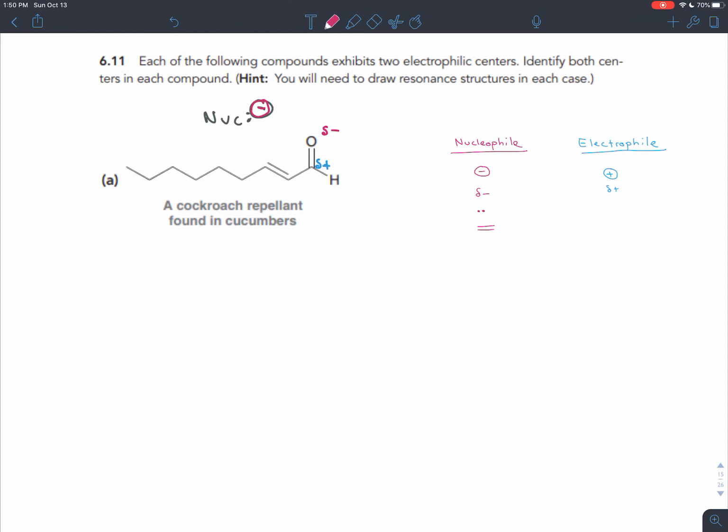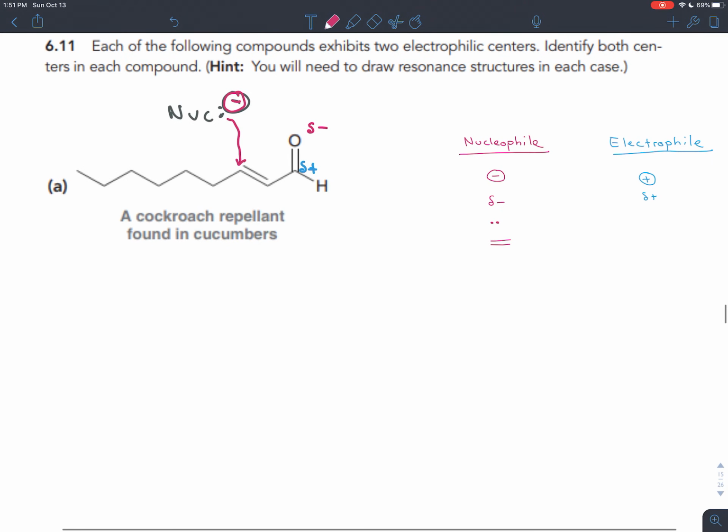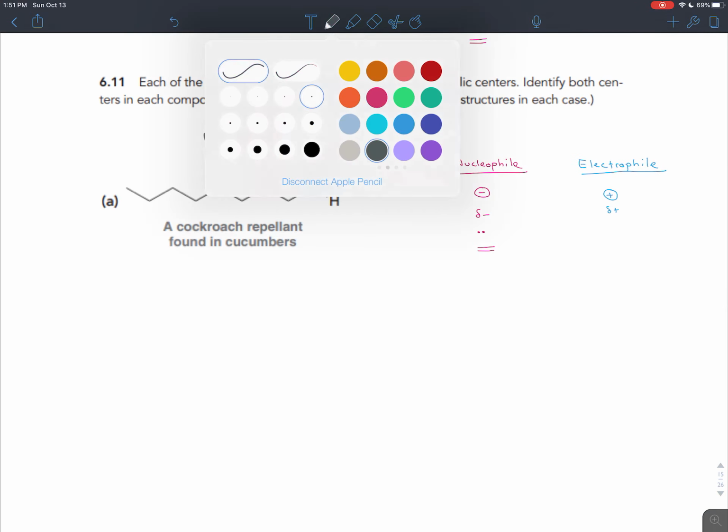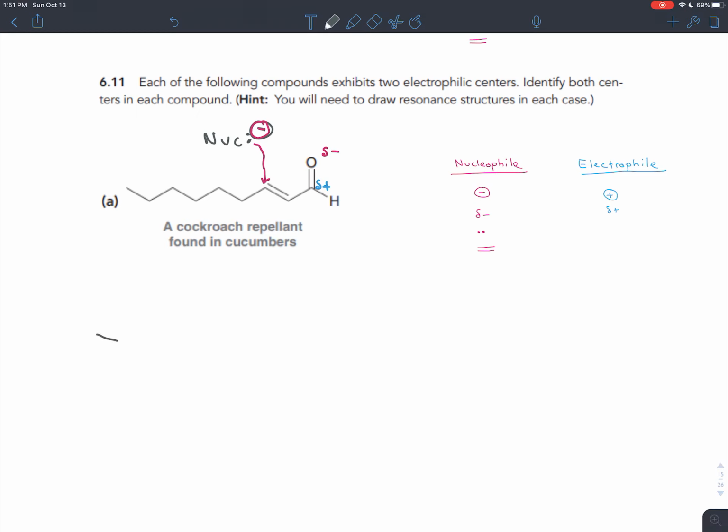What may not be as clear, though, is that the nucleophile would also attack this carbon there. And at first blush, that makes no sense, because if anything, what's there is another nucleophile, the pi bond. But there is actually an electrophile there, and it's coming from resonance. So let me redraw this molecule.